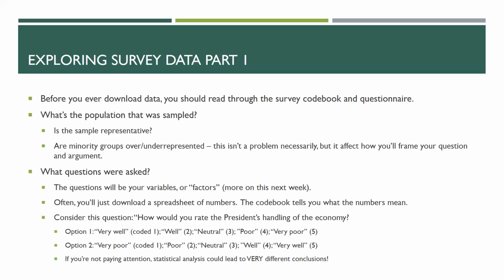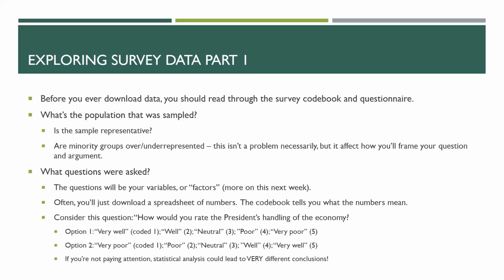Looking at the code book will help you figure out what the variables are going to be that make up your research question. We've got an independent variable, which causes something to happen, and a dependent variable, which is affected by the independent. It's the outcome we're trying to explain. Which questions can you use for each of those? And then oftentimes when you download the data, it's just going to be an Excel sheet with a bunch of numbers in it. But if you just look at it, it has no meaning whatsoever.